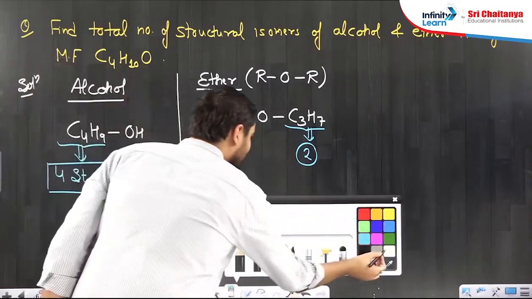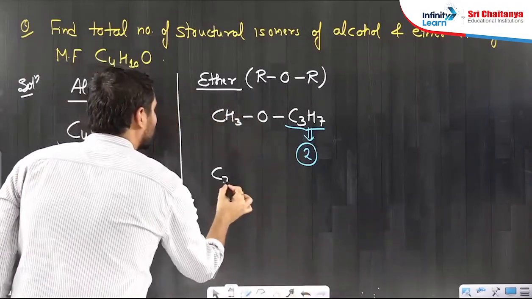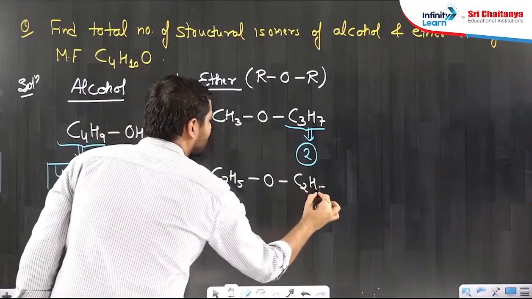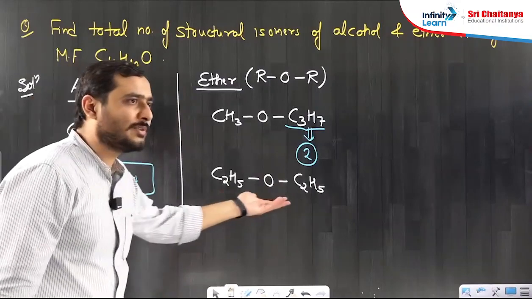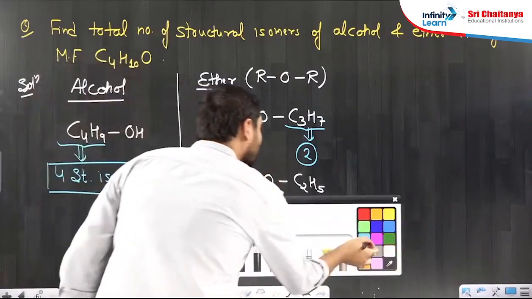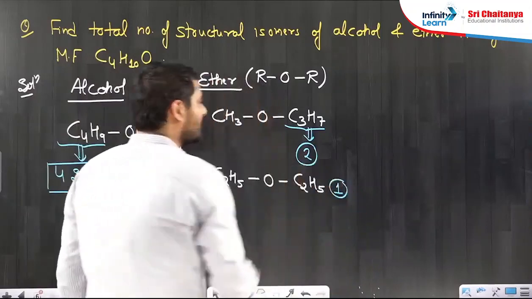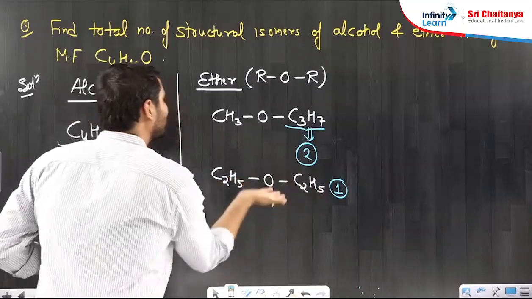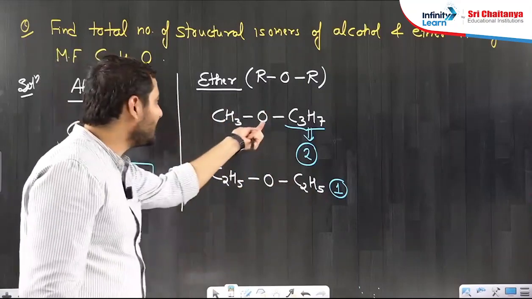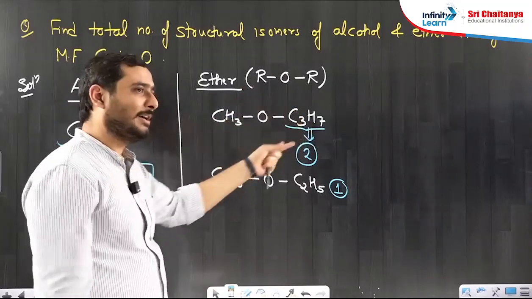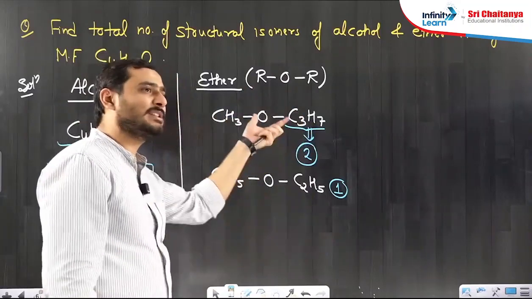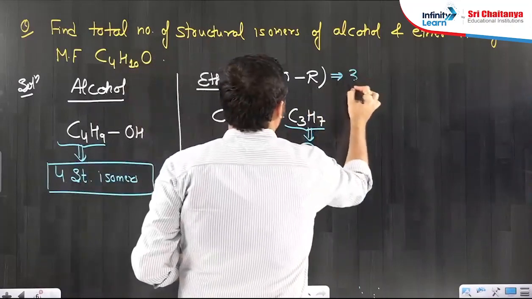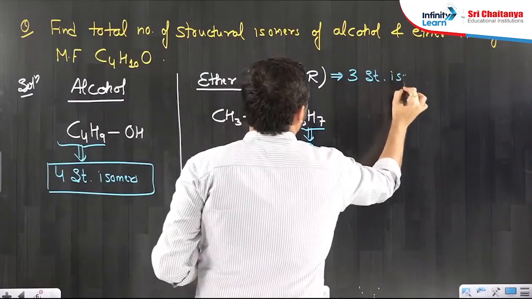Clear? Next case, what we can do here, in place of CH3, what we can write? C2H5. Oxygen, here also what is possible? C2H5. So in C2H5, there is no possible isomerism. It means only this is one structure. So 2 plus 1, 3. Now do not do it like this, C3H7, CH3. That will be identical. On oxygen, one group is methyl, one group is propyl. If you write here propyl, methyl, that will be the same. So how many are possible? 2 plus 1, 3. So 3 structural isomers for ether are possible.